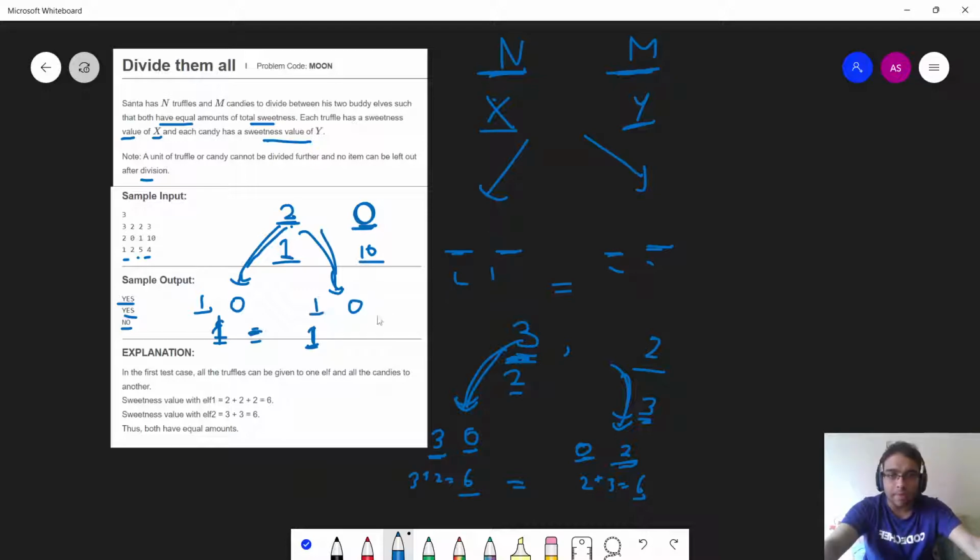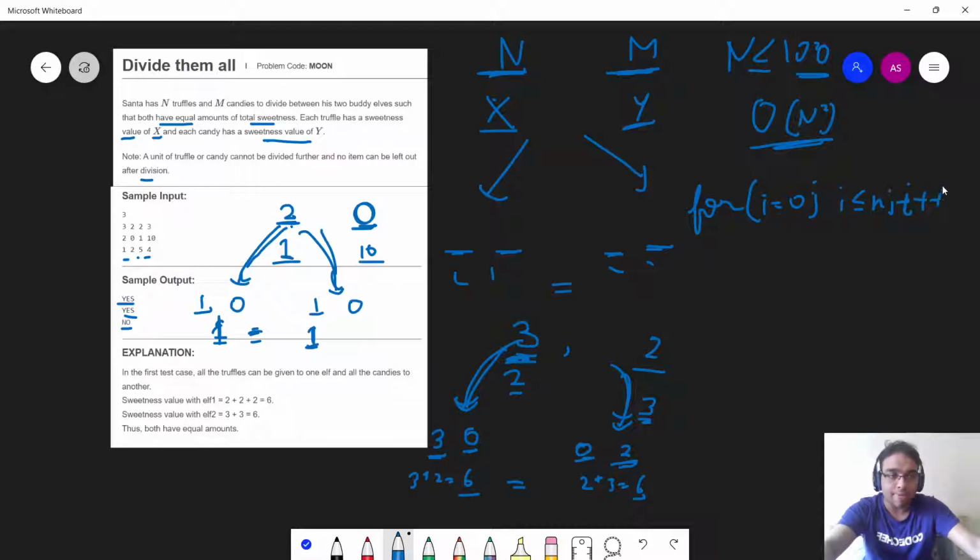This problem can easily be approached by a brute force algorithm. Firstly, N in this question is as low as 10 squared, which is 100. So we can apply a time complexity of around big O of N. Okay, so what does this imply? I can traverse firstly over my truffles. So for i equals 0, i less than or equal to N, and then i plus plus.